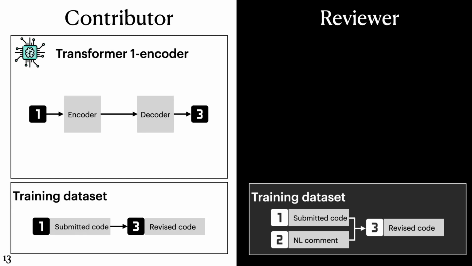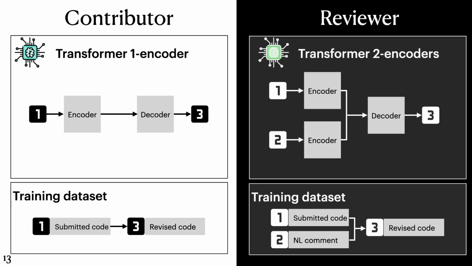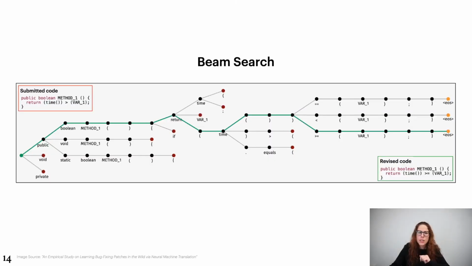And for this case, we modified the architecture of the classic transformer in order to have two encoders and one decoder. The two encoders take as input one the submitted code and the other one the natural language comment, and again the decoder tries to generate the revised code. Then for both models we decided to apply a beam search strategy. In few words, it means that the models can generate not only the most likely prediction, but the k most likely predictions. And we explored different values for the beam size, in particular 1, 3, 5, and 10.